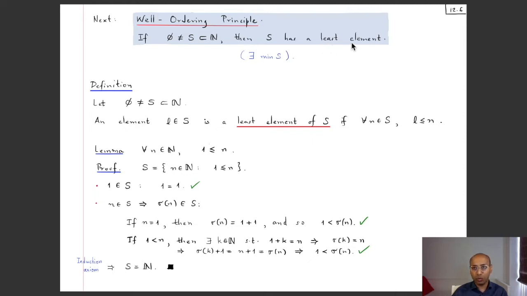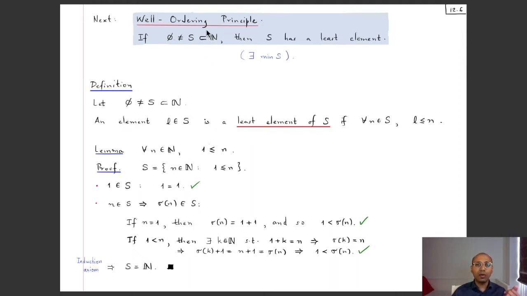So let's first explain what's meant by a least element of the set S. So here is the definition. Let S be a non-empty subset of the natural numbers, then an element L belonging to S is a least element of S if for every n belonging to S you have that L is less than or equal to n. So this symbol means less than or equal to. So L less than or equal to n means either L is strictly less than n or L is equal to n. So this L is a lower bound of S but it should also belong to S, and then it's called a least element of S.